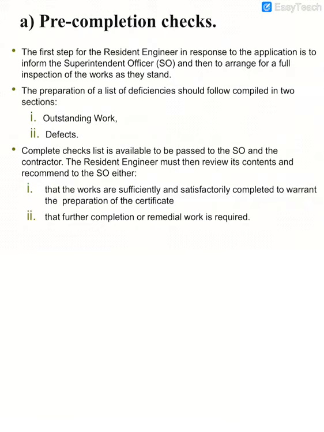Then the complete checklist is available to pass to the SO and the contractor. The resident engineer must review its content and recommend to the SO whether the project is sufficiently and satisfactorily completed to warrant the certification, and prepare the certificate of partial completion.